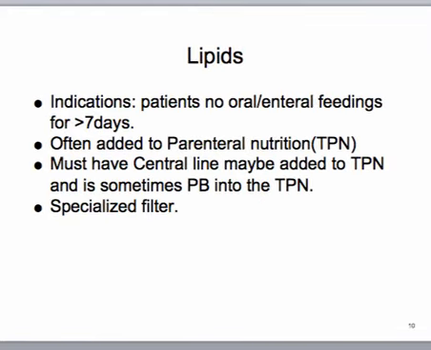The lipids, some of the indications for those who get lipids: patients who are NPO, they're not taking anything orally, or they cannot take an enteral feeding for greater than 7 days. They are often added to a parenteral nutrition or a TPN. Patients who have lipids must have a central line, and then they can be added to a TPN, and sometimes they can be piggybacked into the TPN. You must have a specialized filter for the lipids.